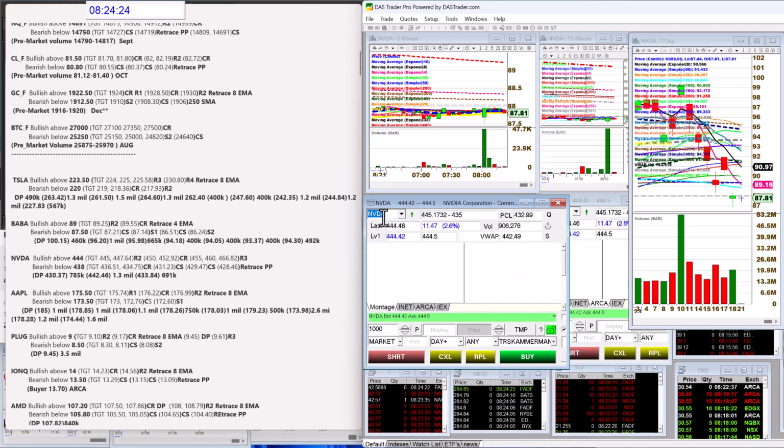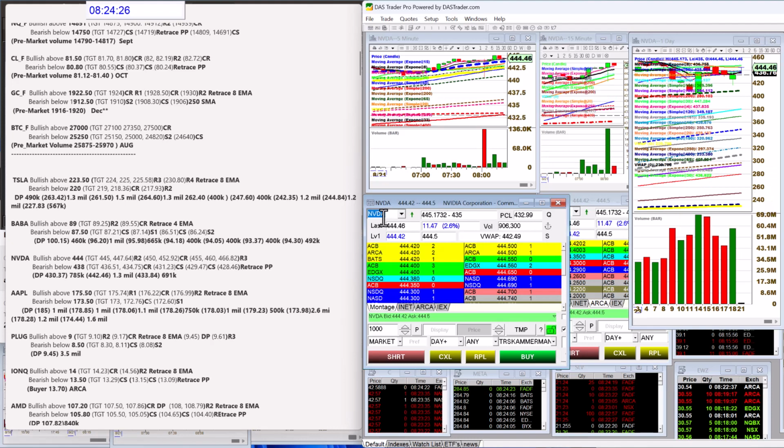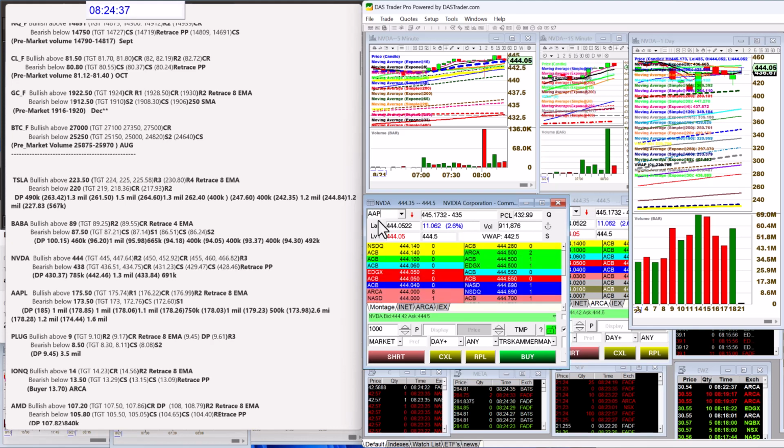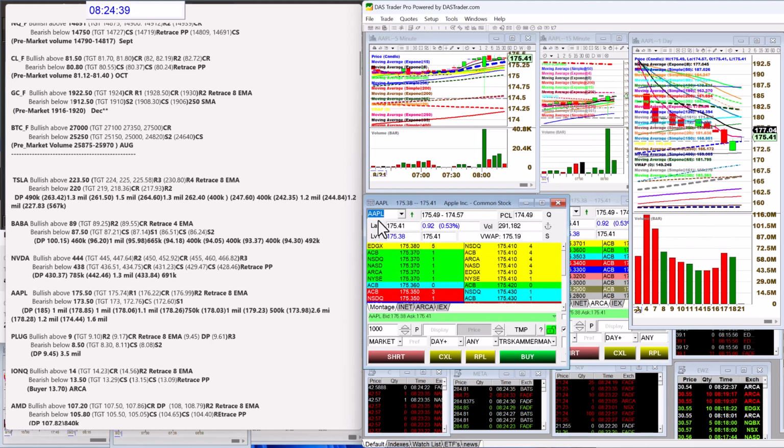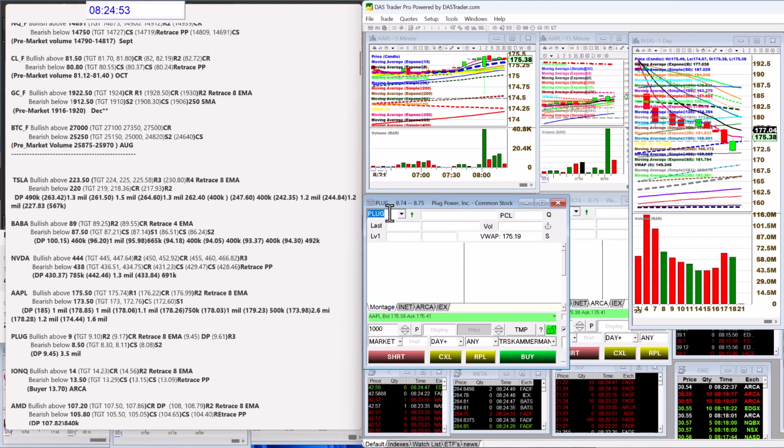Let's check out NVIDIA. NVIDIA trying to push out here. We're going to be bullish above 444, bear below 438. Apple is hitting the 4 EMA right now on the daily chart. Bullish above 175.50. It's having trouble with that level this morning. Bear below 173.50.